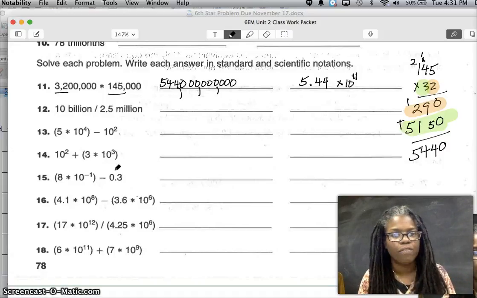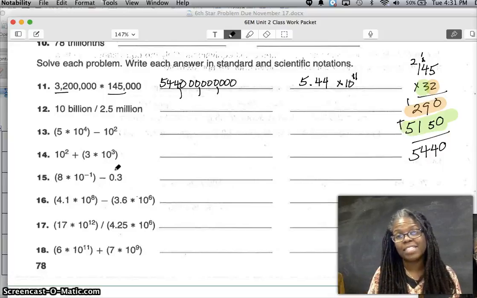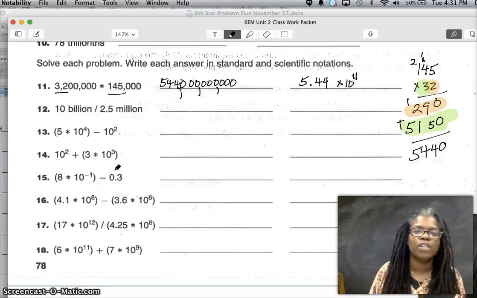I want you to make the effort. Show me some scrap work. Remember, homework is effort, it's not perfection, and we're going to go over it tomorrow in class.